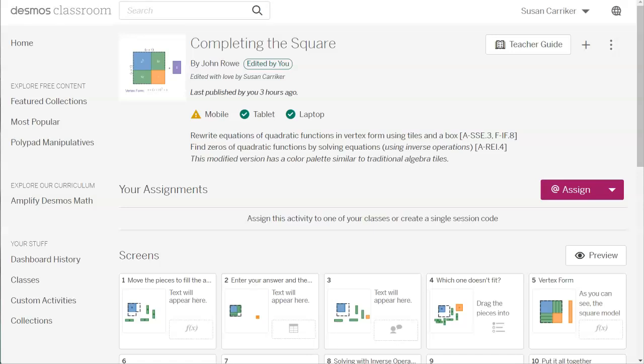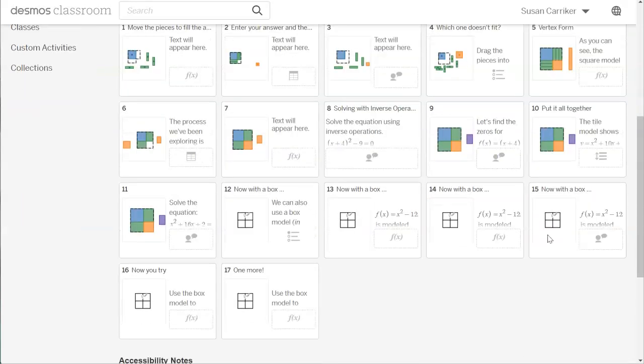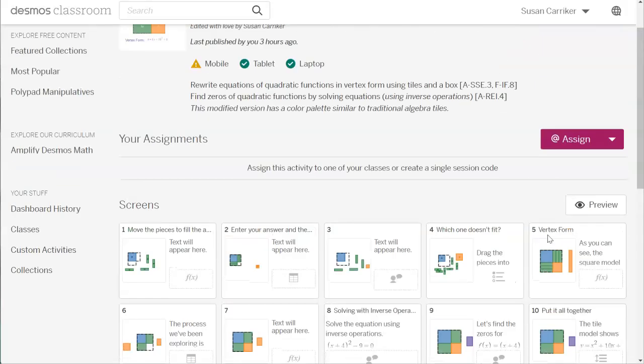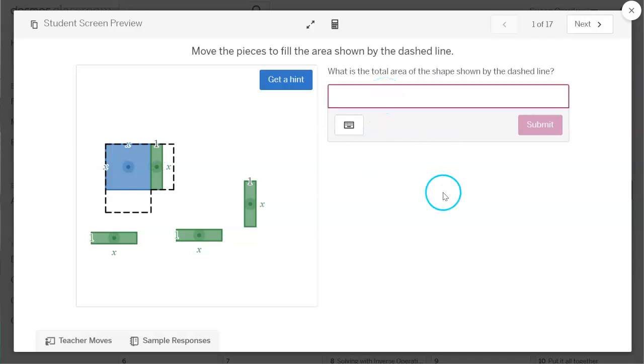This is the Desmos classroom activity, Completing the Square. This will take the bulk of your time. We are covering a variety of standards, and there are 17 screens. In the first screen, they will move these tiles into these spaces, and then they will put an expression here for the polynomial that's being represented by these tiles.